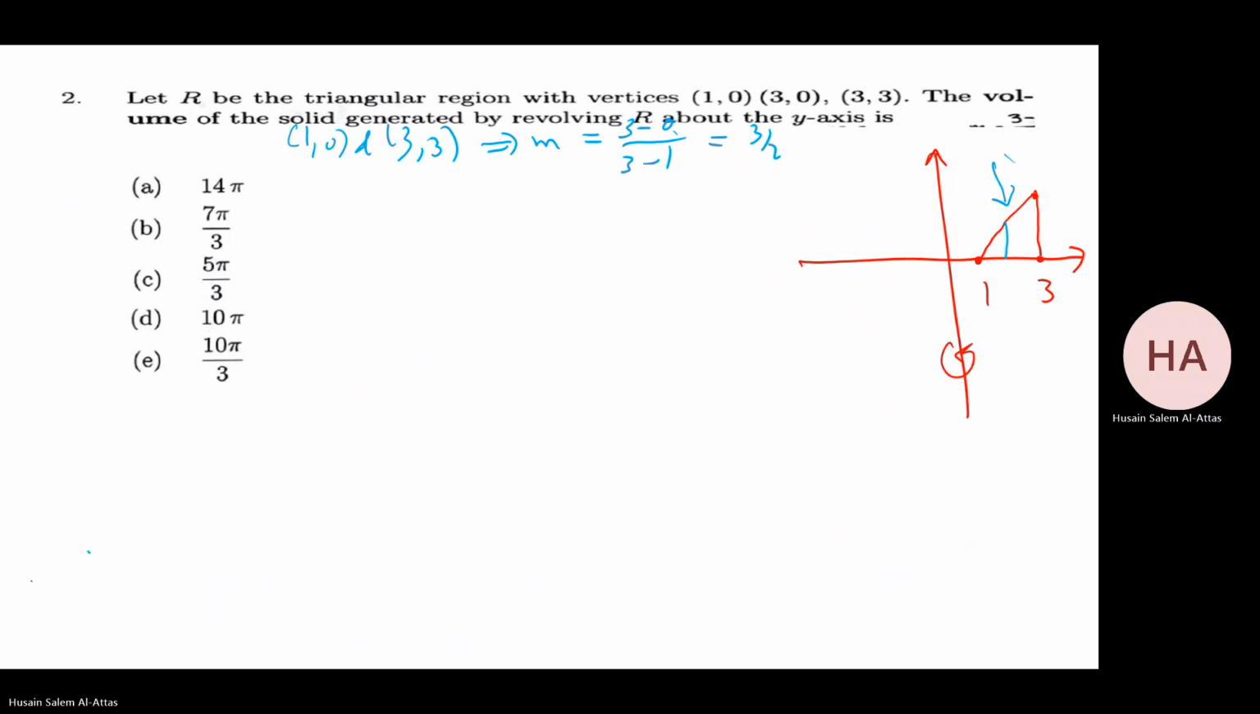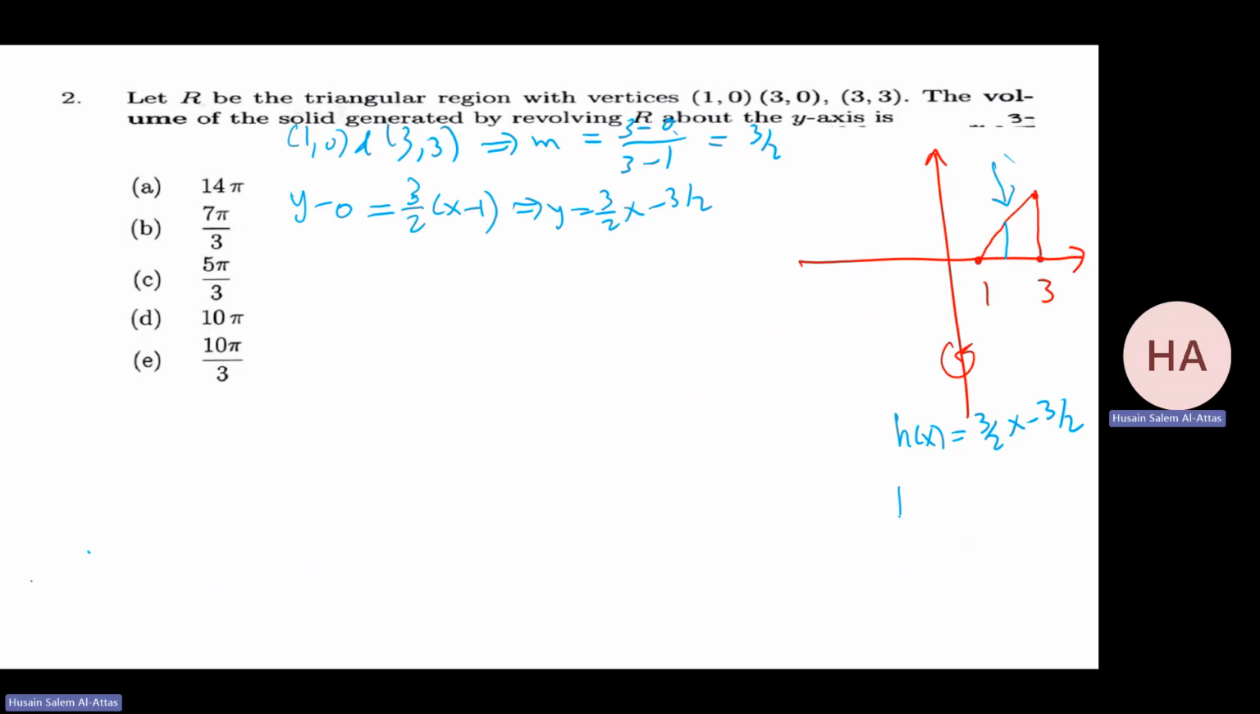And what will be the equation of the function? y minus 0 equals 3 over 2 times x minus 1. So y will be 3 over 2 x minus 3 over 2. That will be my function. So h of x will be the equation of the line, and p of x will be x. Now just do the calculation.